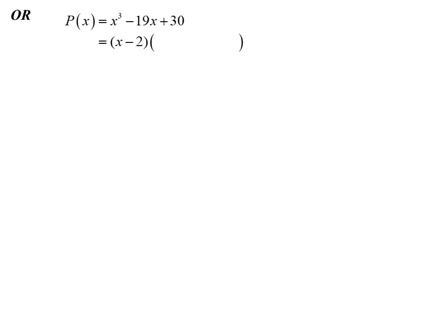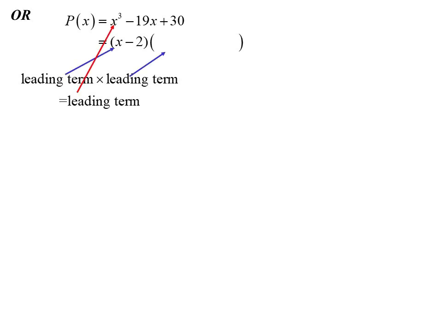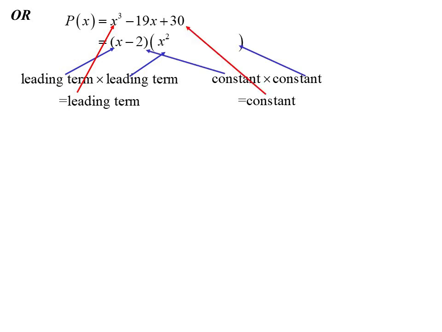This is the sensible way of doing it, and we just basically use logic. We say, well look, I know this whole thing's going to expand out, but what I do know is the leading term times the leading term must give me the leading term. Now x times whatever that leading term is must give me x cubed, so that must be x squared. But then the same deal with the constant. The constant times whatever that constant is should give me 30. Therefore, that's negative 15.